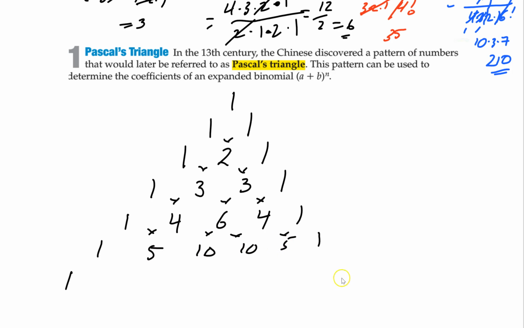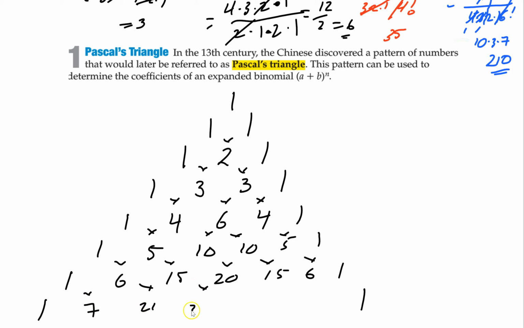We'll go a couple more rows. So 6, 15, 20, 15, 6. I'm going to do one more row just to show you. So bring down the 1s: 7, 21, 35, 35, 21, 7. So that's Pascal's triangle down 7 rows. You can keep on going for as long as you want. It's always going to work out that way.